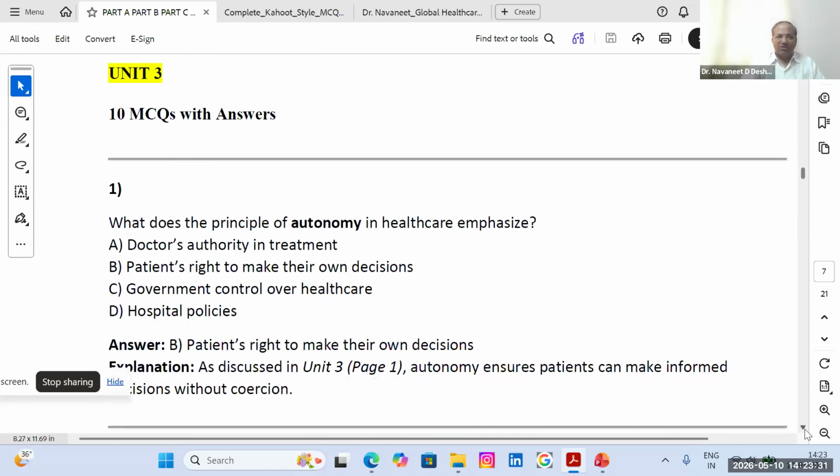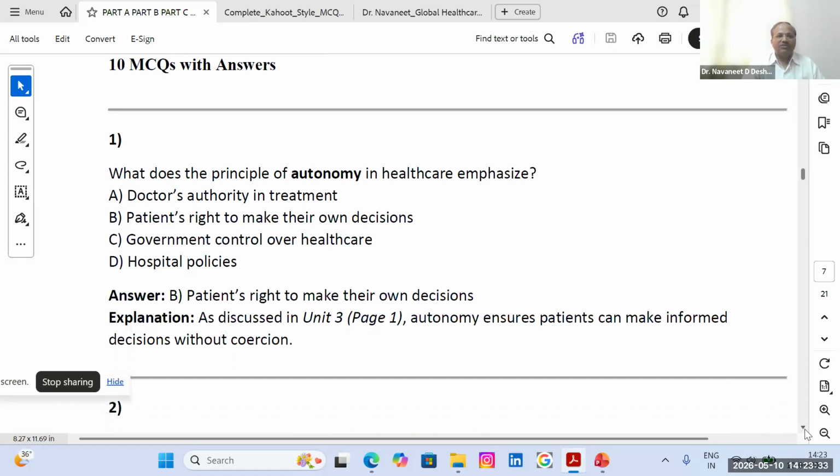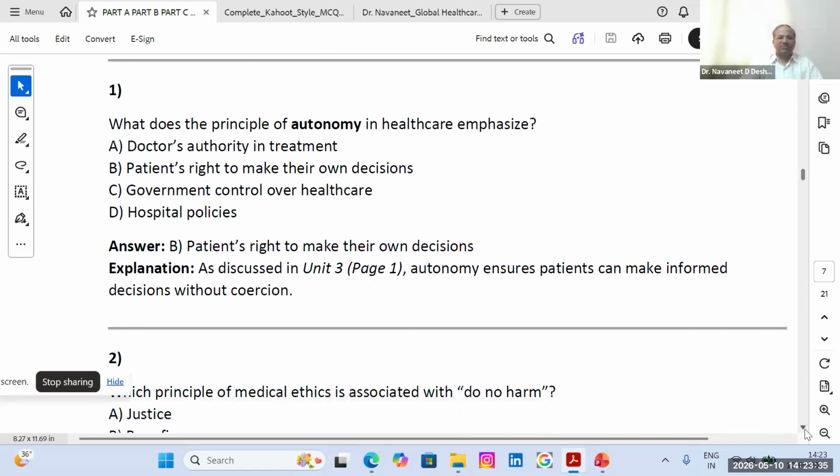Let's now move on to Unit 3, in which the first question is, what does the principle of autonomy in healthcare emphasize? A, doctors' authority in treatment. B, patients' right to make their own decisions. C, government control over healthcare. D, hospital policies. The correct answer is B, patients' right to make their own decisions. Explanation: as discussed in Unit 3, autonomy ensures patients can make informed decisions without coercion.